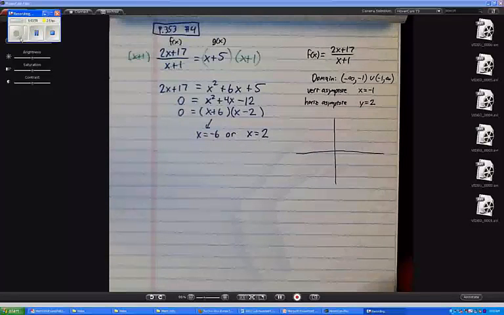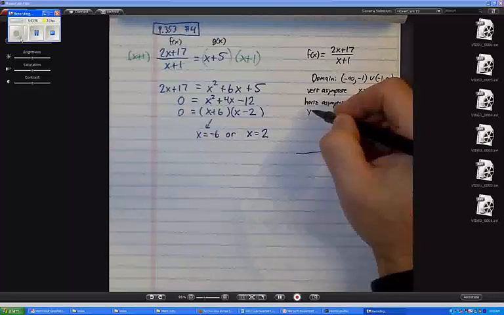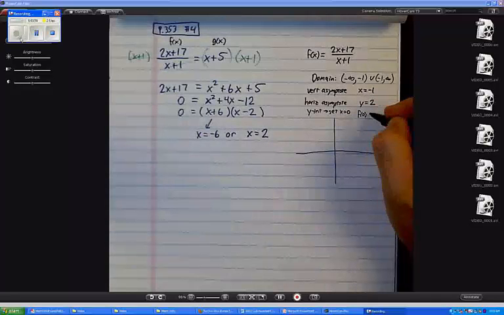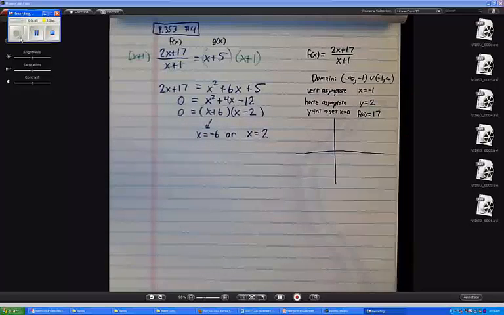The y-intercept, we set x equal to 0. And I get f of 0 equals, like you said, 17. Okay? While I'm at it, what about an x-intercept?